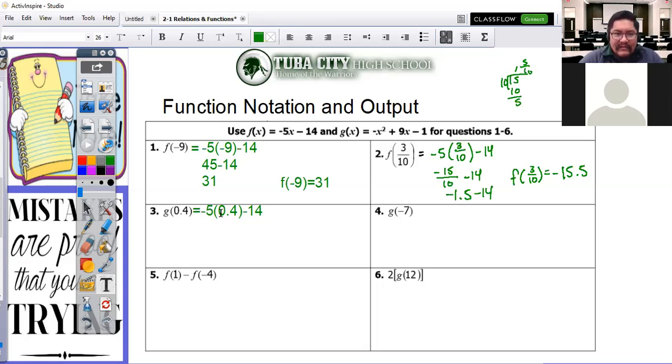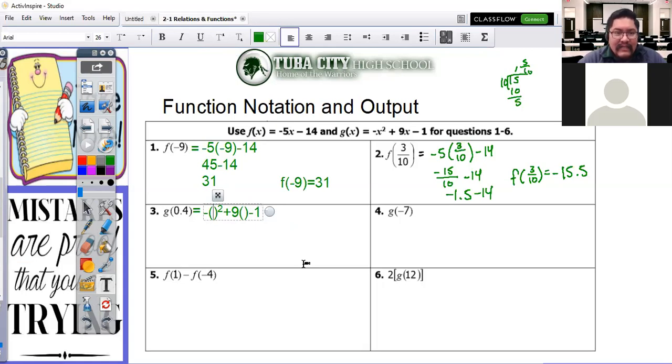That's because we're supposed to be using the g function. Make sure you're using the right function on these. So actually, in this case I would need to use this one here. So negative x squared plus 9x. And again, I'm going to replace it with parentheses. Now, with some of these, you've got to really pay attention to where you put the parentheses because it will make a difference.